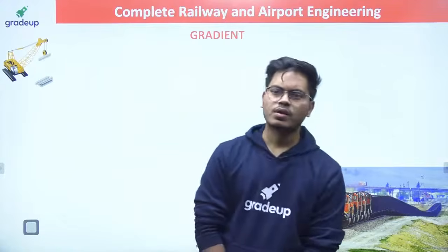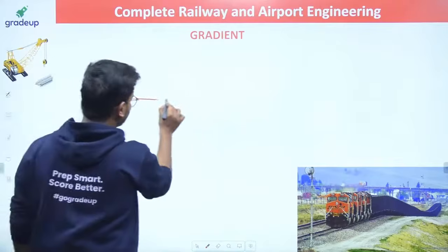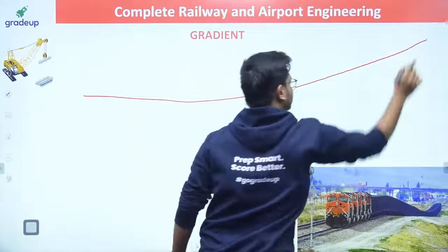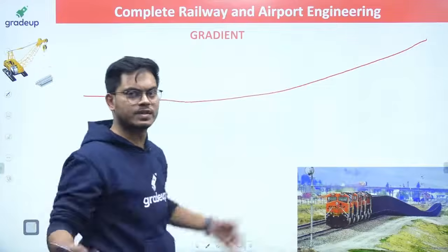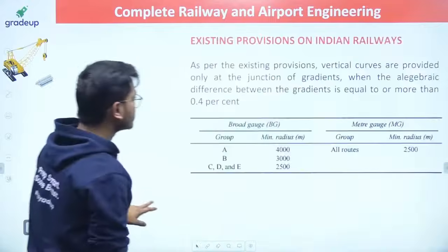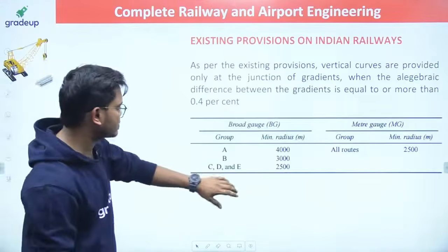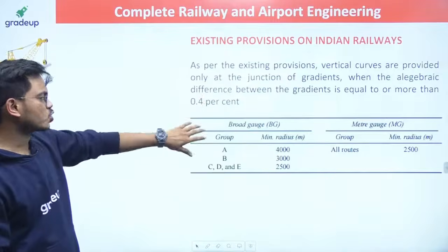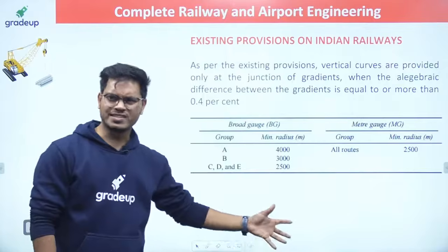One thing is, gradient is this only. Suppose this is your track and then you have this gradient. This longitudinal slope is your gradient, simple as that. The question which may come here, let me tell you guys. This is the radius. You can see the minimum radius as per the different groups we have already taken. Please take the screenshot. This is the standard data.